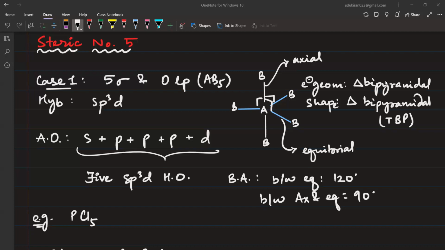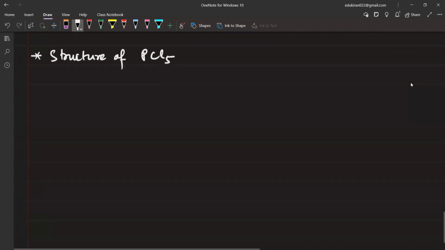Now, which is nearer, 90 or 120? Like if you talk about repulsion, which angles will be having more repulsion? Think about nearness. Which is more near? Pink and white, or pink and blue? Pink and white are near, right? Yes, correct. That is why I can say that the axial bonds will be experiencing more repulsion, because they are having 3 bonds near to them. Right, guys? Yes or no? Yes, sir. Okay, now please see the structure of PCl5.